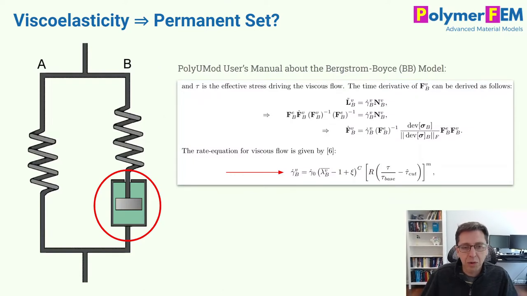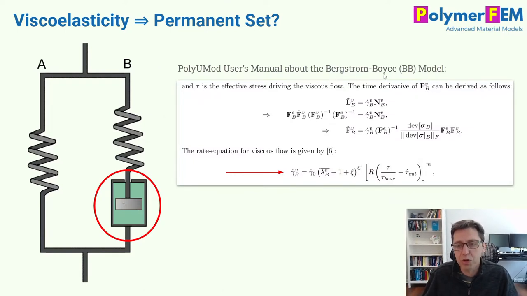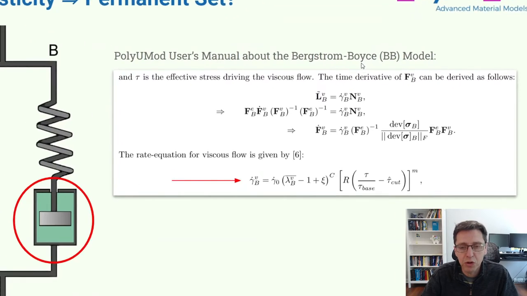So here's an example. This is the Bergstrom-Boyce model, which is a model I developed some time ago. And this is the PolyUMod version of it, and some of the equations that describe the viscoelastic flow of this dashpot. Here it is. So this looks like a pretty complicated equation, but it's relatively simple. So the left-hand side is just the magnitude of viscoelastic flow, and gamma dot zero is a dimensional constant.